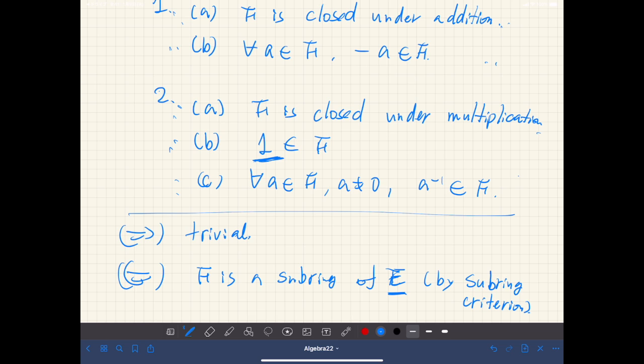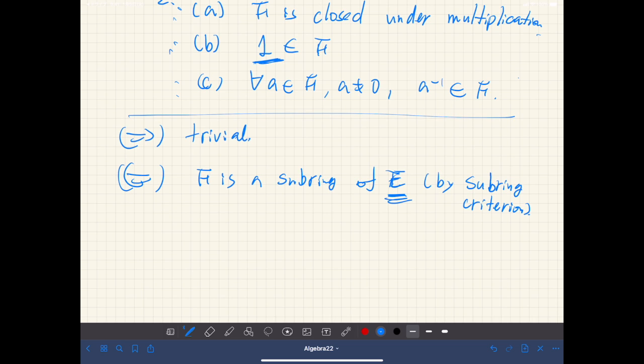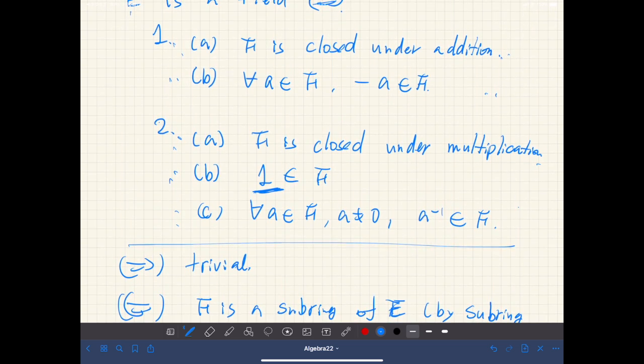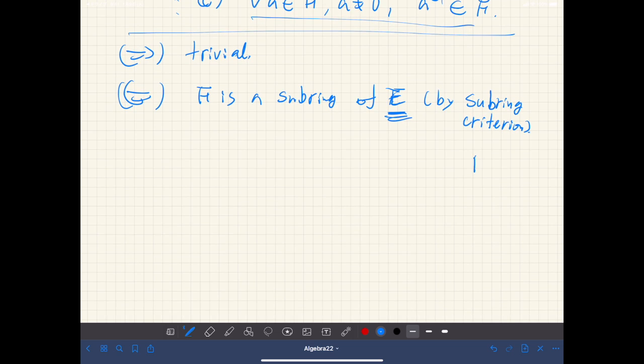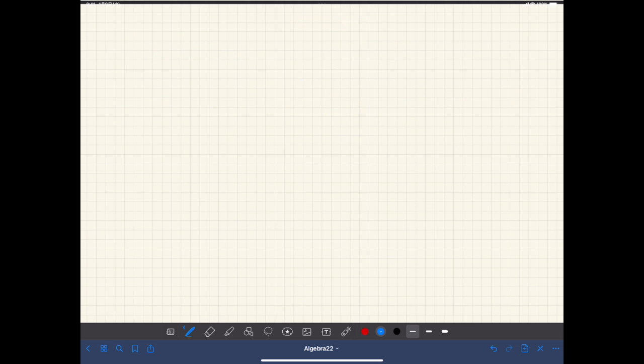and the absence of proper divisors of 0 is of course satisfied because it's satisfied in E. Is that it? So all the inverses are there. So yeah, it's done. That's it. Okay, let's see an example.